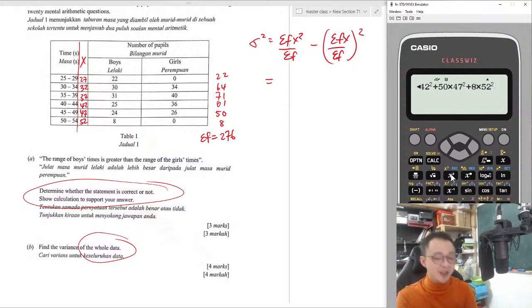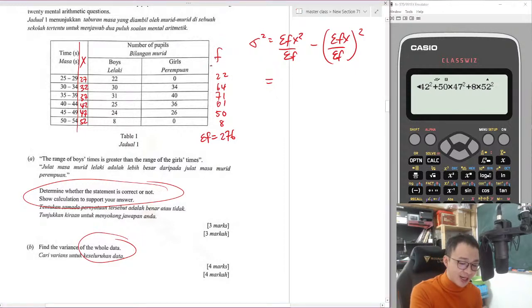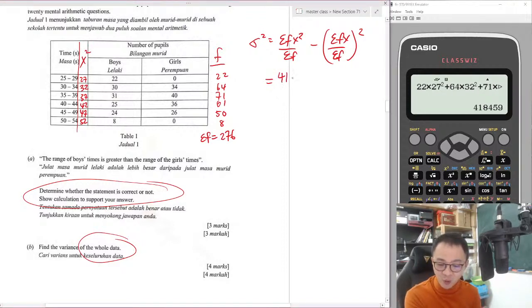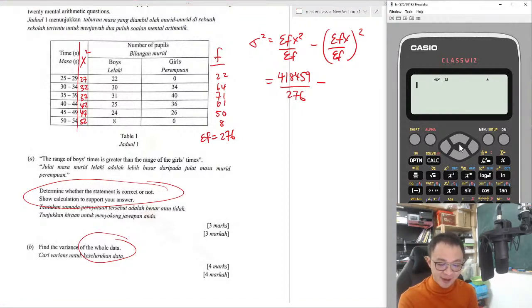You can see what I'm doing here is, because this is the frequency, I multiply the frequency by x squared and then add all of them. Then I get a very big number here, which is 418459 over 276. And then minus sum of fx, where I do the same thing. Maybe I can use this one back and delete all the squares here, if I'm lazy. Of course you can retype everything, but here I just delete all the squares.